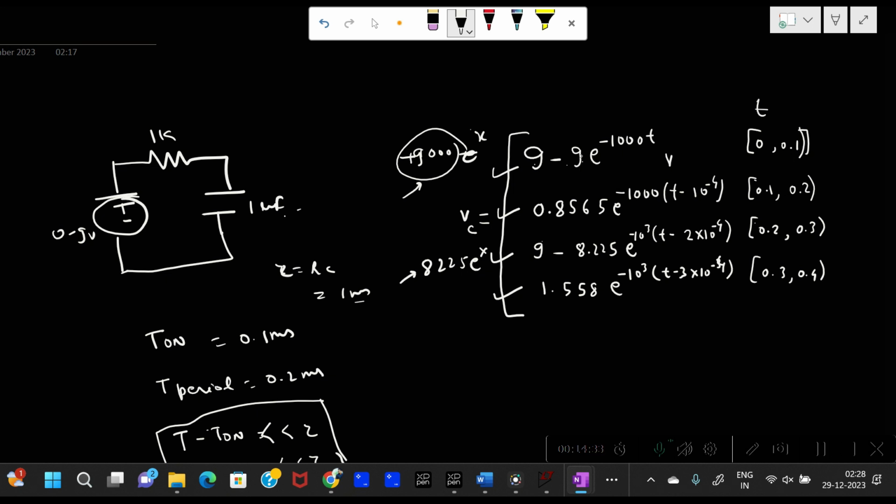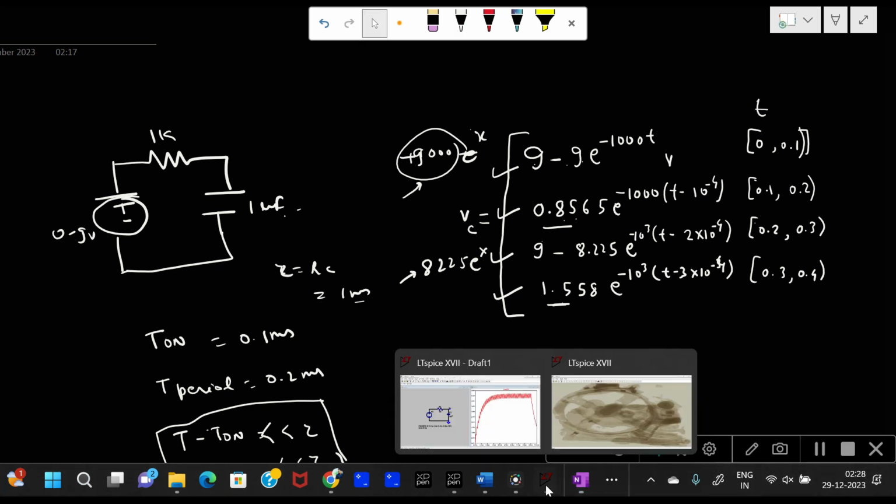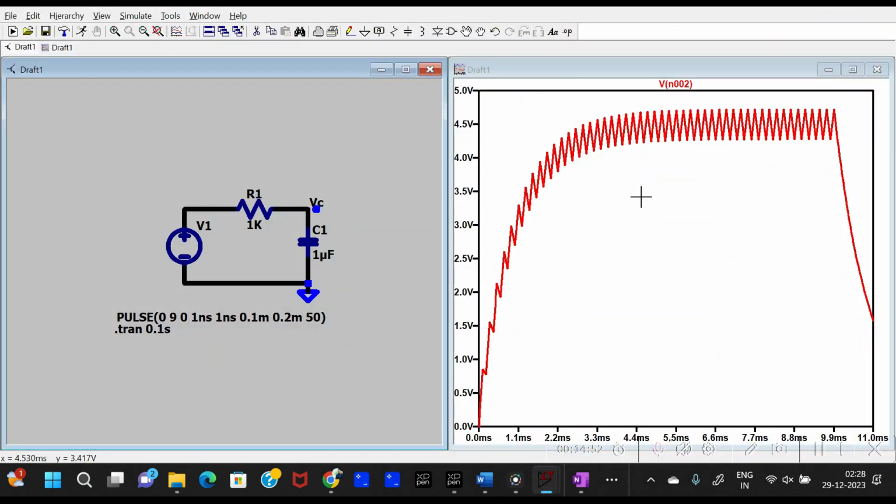But if you differentiate this and this, these are the two equations governing the first and second discharging of the capacitor. There you can find out that the rate of discharging is increasing. Rate of charging is more at the beginning, but rate of discharging is less. As the time progresses, the rate of charging equals the rate of discharging, and the output of the capacitor settles down to a value equal to 4.5 in this case.